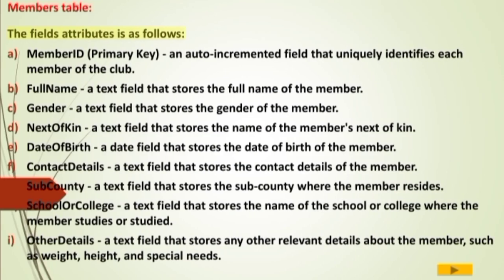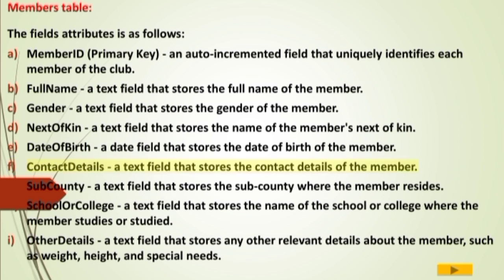Members table. The fields' attributes are as follows. A. Member ID, primary key, an auto-incremented field that uniquely identifies each member of the club. B. Full name, a text field that stores the full name of the member. C. Gender, a text field that stores the gender of the member. D. Next of kin, a text field that stores the name of the member's next of kin. E. Date of birth, a date field that stores the date of birth of the member.